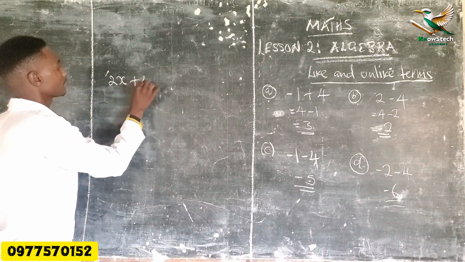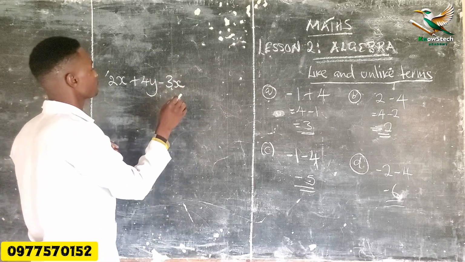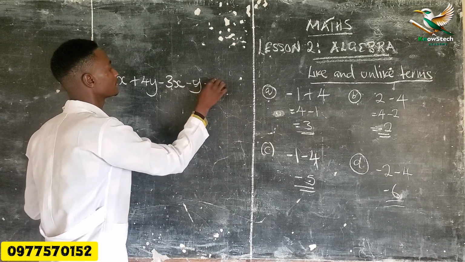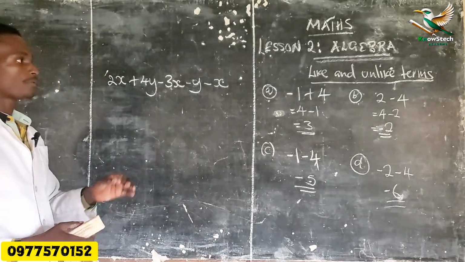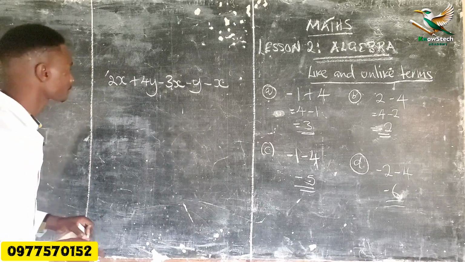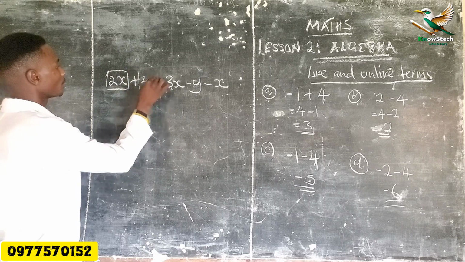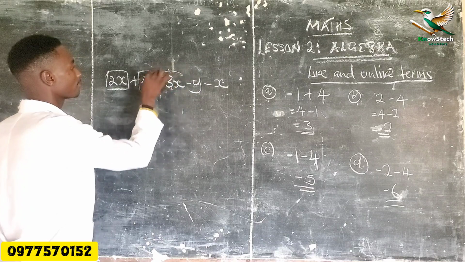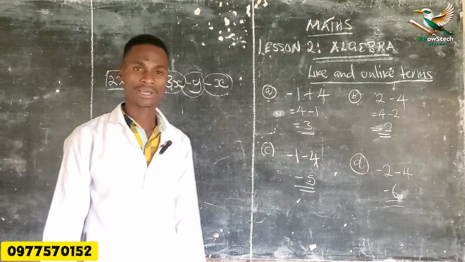2x plus 4y minus 3x minus y minus x. Okay, just this. First, you need to understand what a term is. How many terms do we have here? We have 1, 2, 3, 4, 5. We have 5 terms. What is a term?